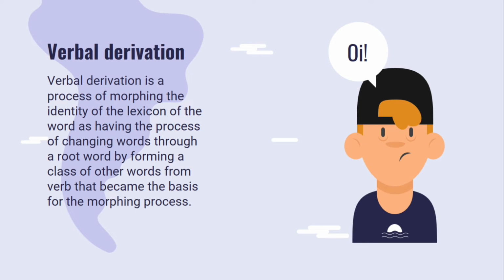Verbal derivation is a process of morphing the identity of the lexicon of the word as having the process of changing words through a root word by forming a class of other words from verb that become the basis for the morphing process. Jadi, derivasi verbal merupakan proses morfemis yang mengubah identitas leksikal sebuah kata yang mengalami proses perubahan kata melalui dasar verba dengan membentuk kelas kata lain dari kata kerja yang menjadi dasar perubahan morfemis tersebut.